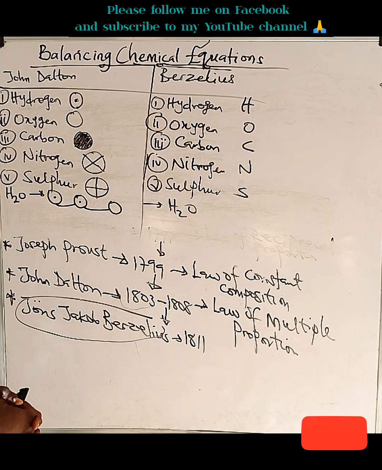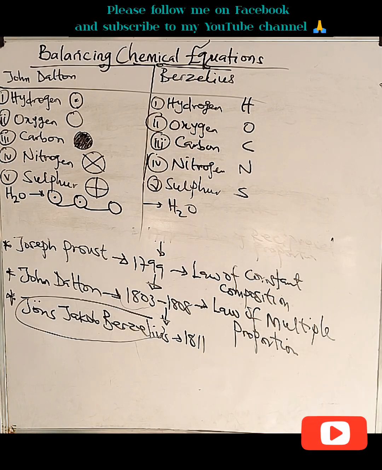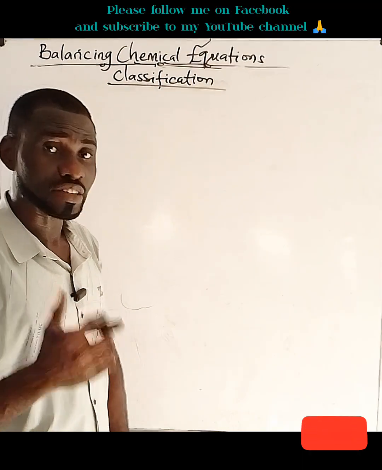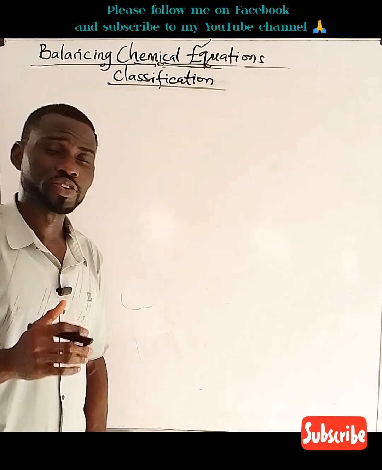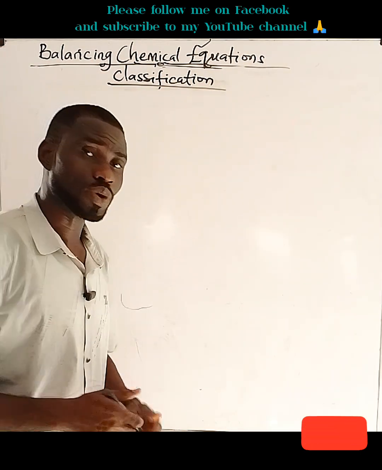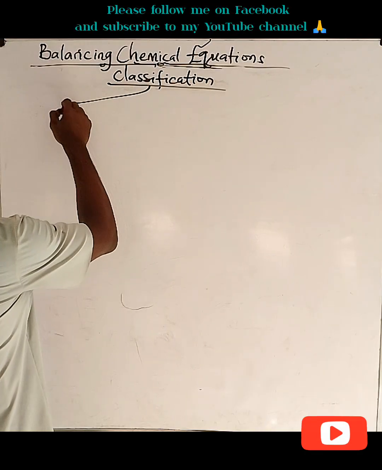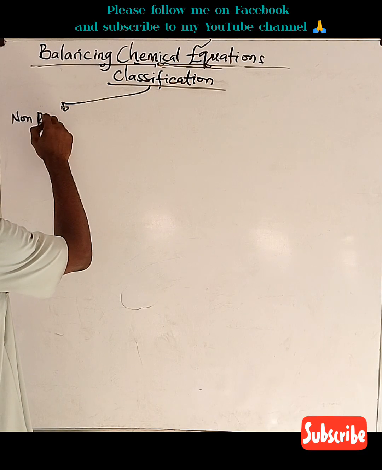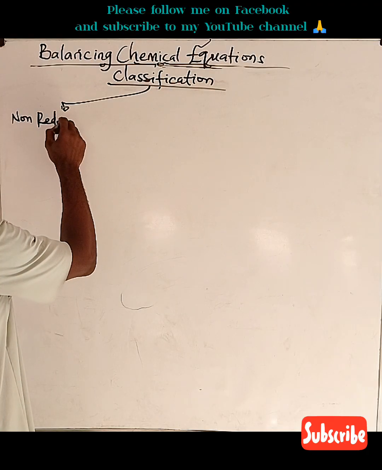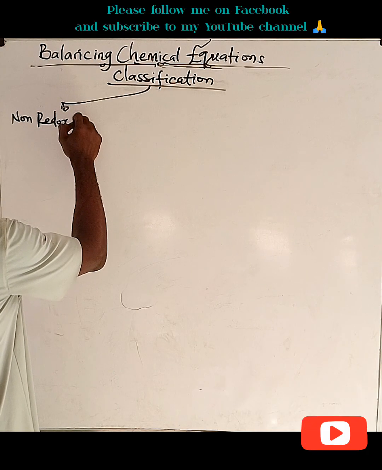So quickly we are going right away to the various classifications of chemical equations. Okay, guys, let's look at the various classifications of chemical equations. When we talk about chemical equations, what are the various kinds? Chemical equations are divided into two major kinds, which are the redox and the non-redox. Redox is reduction-oxidation. Then the non-redox chemical equation.